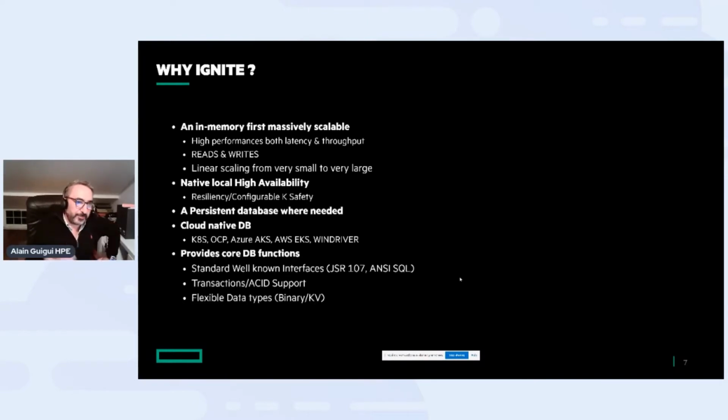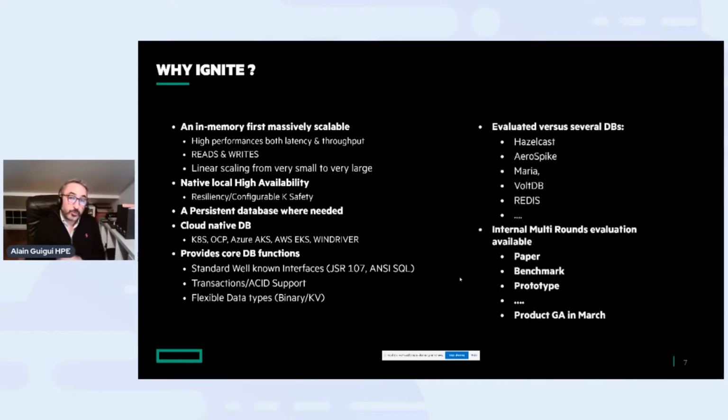Of course, I will not depict some of the core DB functions, well-known interfaces, asset support, flexible data types. You will recognize some of the salient existing Ignite properties. Before we started using Ignite, we did a pretty intense selection, guys. I'm sharing with you some of the candidates for us: Aerospike, Hazelcast, Maria, Volt, and a couple of others.